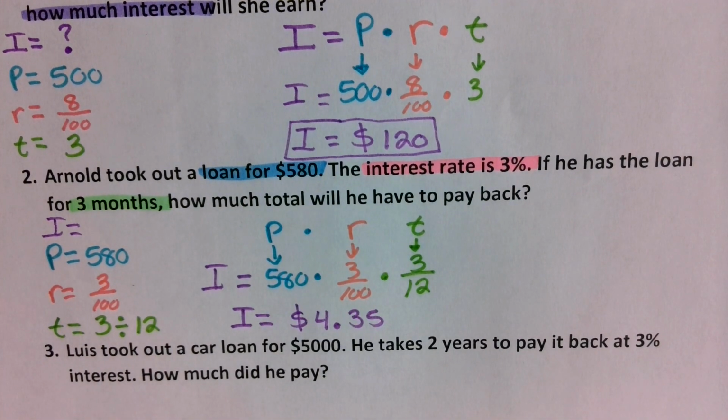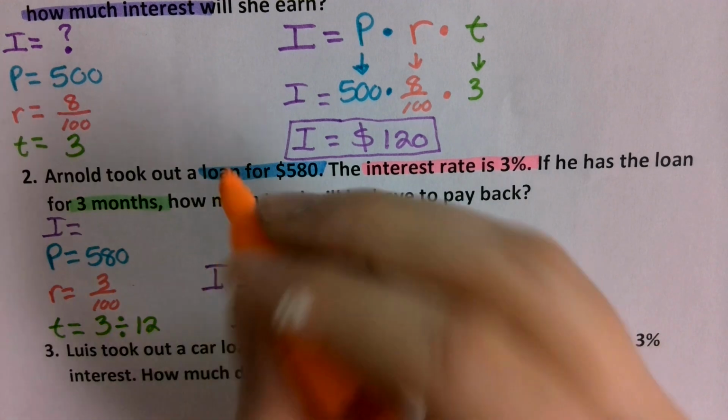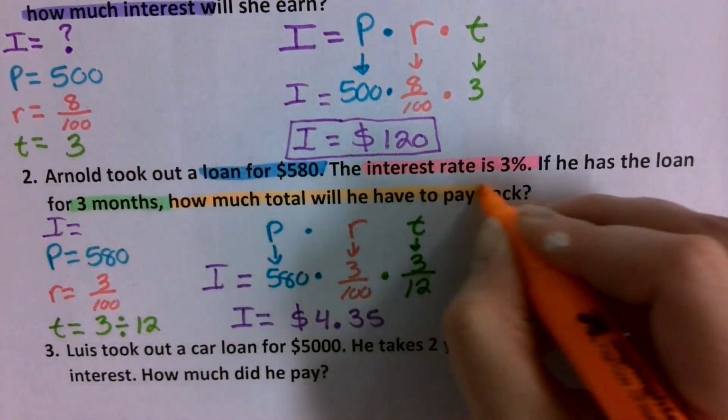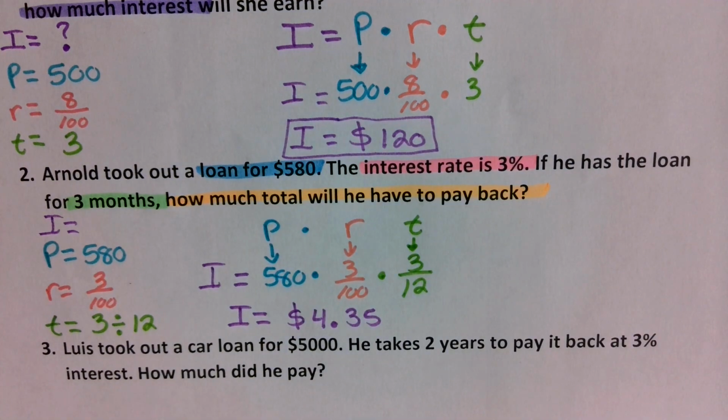We want to know the total amount that he has to pay back. So I'm going to do this in orange, not in purple. Purple represents the interest. Orange is going to represent the total.